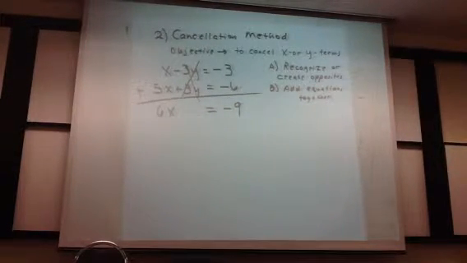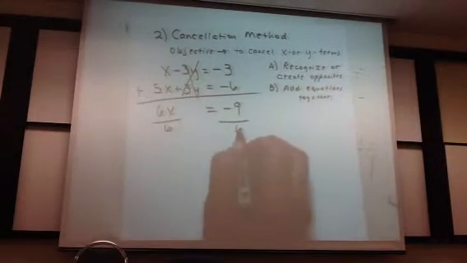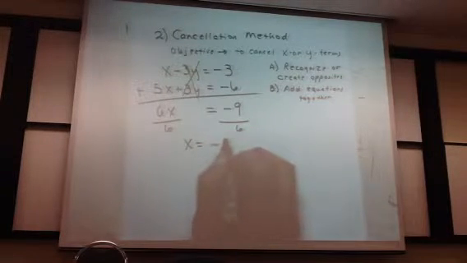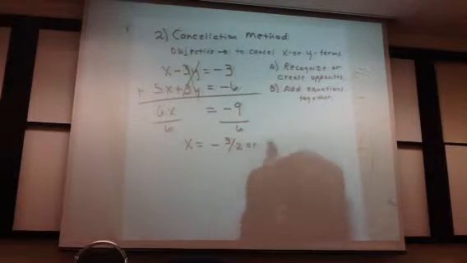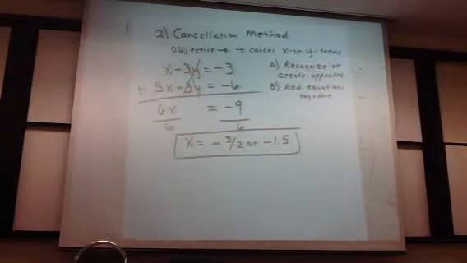And see, that's the benefit of it. No more y's in this case. One variable, one equation, I can solve that. Divide both sides by 6. So x is negative 3 over 2 or negative 1.5. Take your choice.